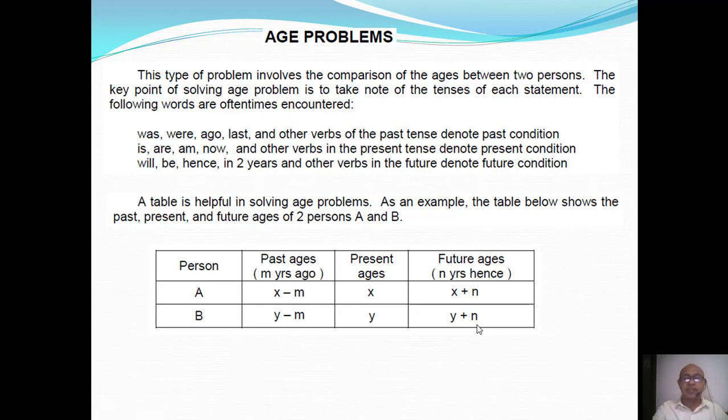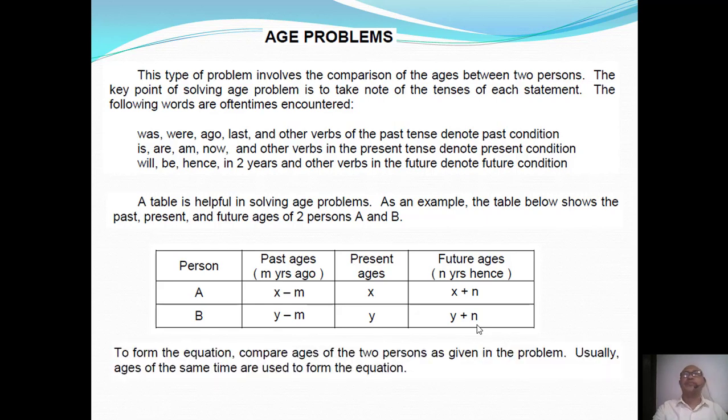Then the last step, the third step, is to form the equation by comparing ages. Usually, we compare ages at the same time. So we will have the comparison of the past ages, or the comparison of the present ages, or the comparison of the future ages.